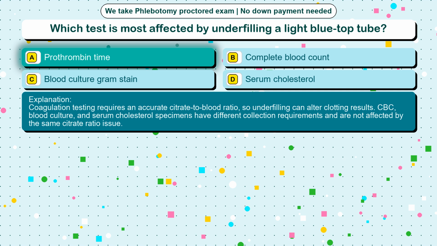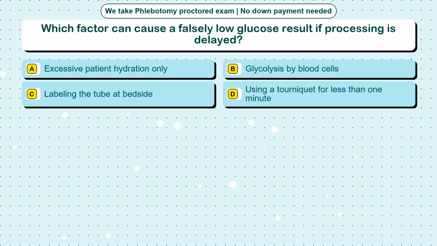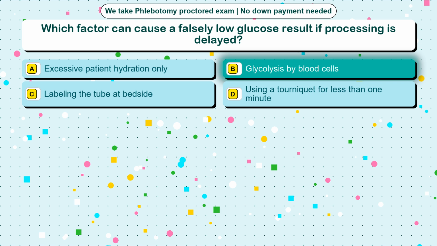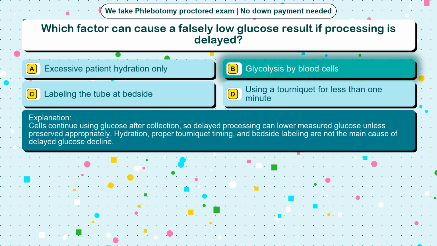Question 66. Which factor can cause a falsely low glucose result if processing is delayed? Option A, excessive patient hydration only. Option B, glycolysis by blood cells. Option C, labeling the tube at bedside. Option D, using a tourniquet for less than 1 minute. The correct answer is option B, glycolysis by blood cells. Cells continue using glucose after collection, so delayed processing can lower measured glucose unless preserved appropriately. Hydration, proper tourniquet timing, and bedside labeling are not the main cause of delayed glucose decline.